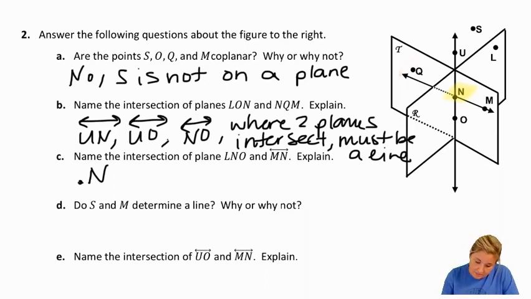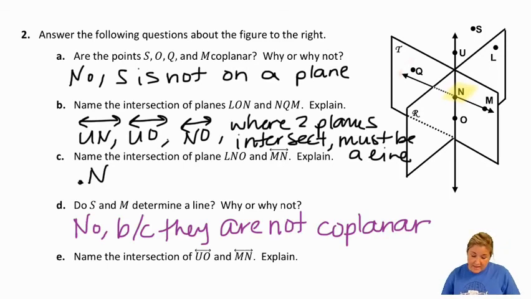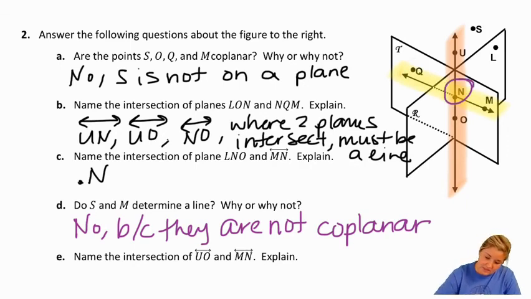And then, do S and M determine a line? Why or why not? I would say no, because they are not coplanar. So if they're not on the same plane, they can't be on the same line. And then name the intersection of UO and MN. So UO is here, and then MN is here, and so that intersection is going to be right there at point N. Because remember, where two lines cross, it has to be a point.